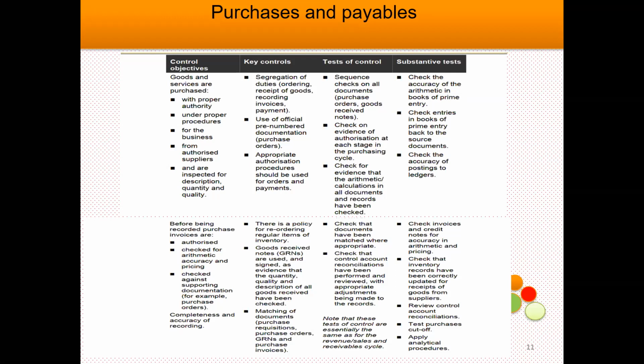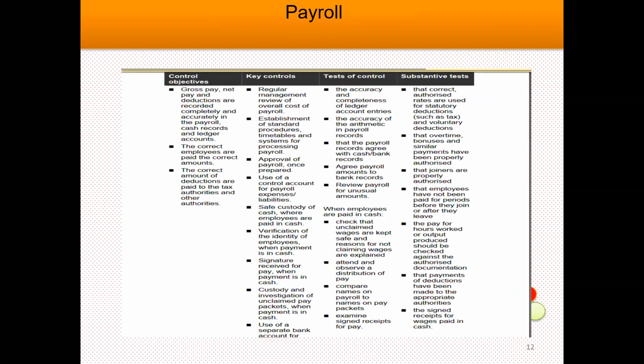Then when you move on to substantive testing, like I've always told you, here it's all related to the books of prime entry, the ledgers, the journal. So you see, it says check the accuracy of the arithmetic in books of prime entry, check the entries, check accuracy of the posting to the ledgers and all that. I hope it's clear. Yes, sir. Yeah, okay.